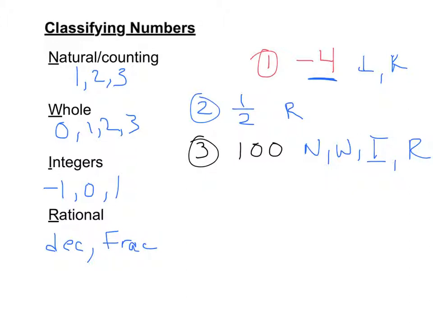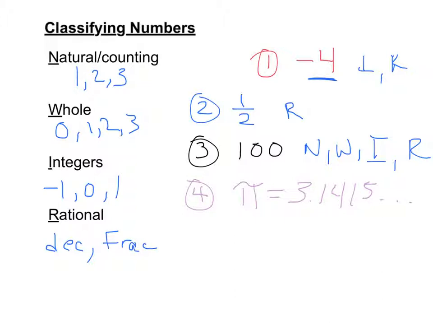All right, let's try another one. Okay, number 4. Let's do the one I always like, pi. Pi is one of those weird, wacky numbers. You put that into your calculator, or you look at the number, and it's one of those decimals that goes on and on and on. It never repeats.